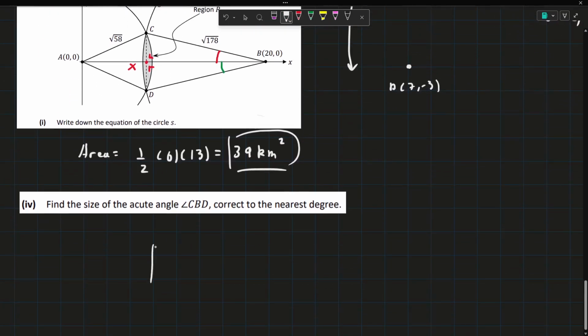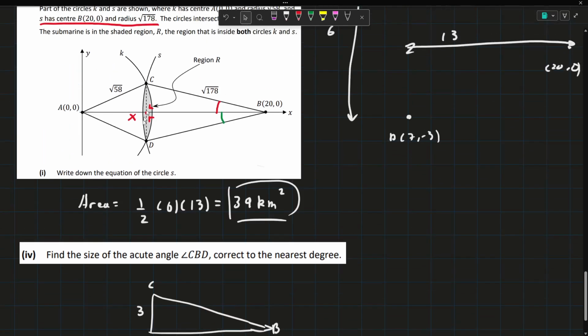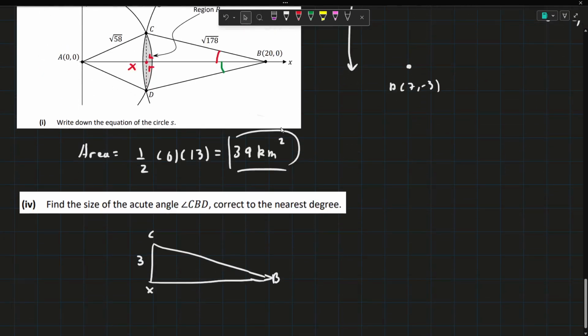I'm just going to draw my triangle down here. So we have C, X, and B. And this distance here is 3, the reason being that the distance between C and D is 6, and it's just cut in half. We know that this side is 13, and that the hypotenuse here is root 178. You can see that in the diagram. Here's our right angle. Here's the angle we're looking for. I'll just call it theta.